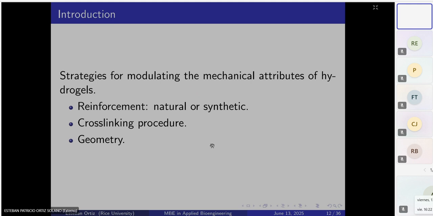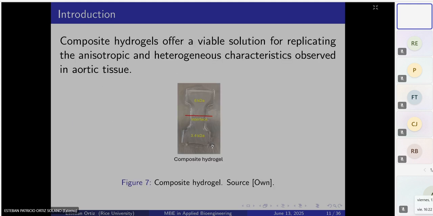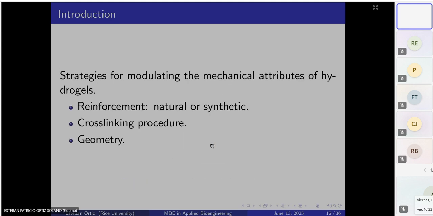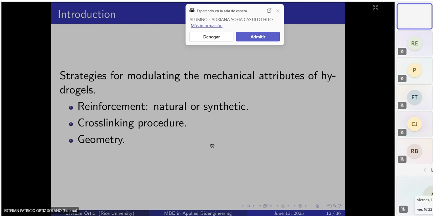You can change the cosmetic procedure, or you can play a little bit with the geometry. For the time that we have in this presentation, I'm going to talk about how you can manipulate the mechanical property of this composite hydrogel, just by changing the translation procedure.